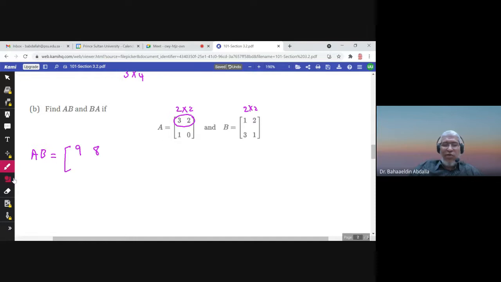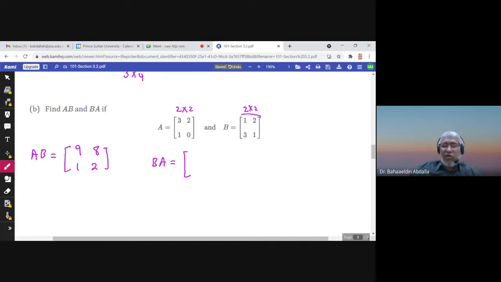Now I use the second row in A to multiply by the columns of B. 1 times 1 is 1 plus 0, so this is 1. 1 times 2 plus 0, so this is 2. So this is the matrix AB. Well, the matrix BA would be, now I have to start by B, not A, because it's B times A.